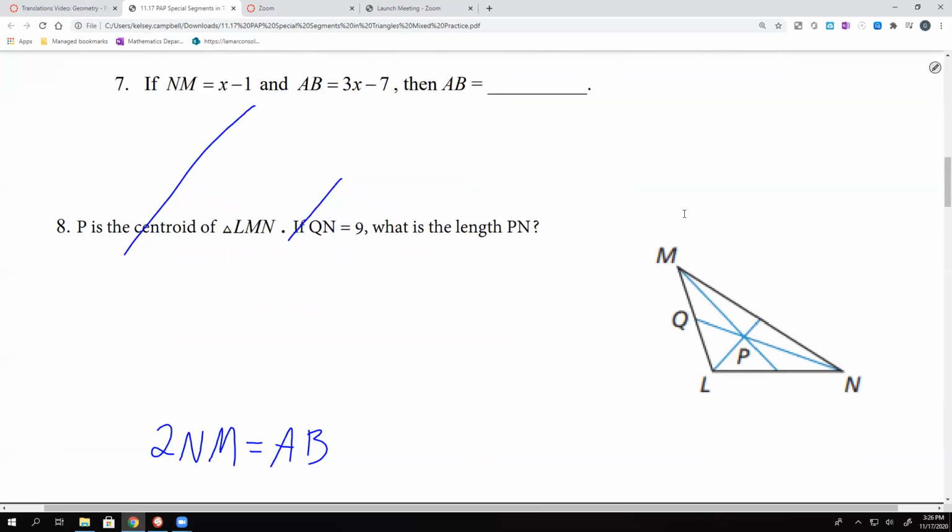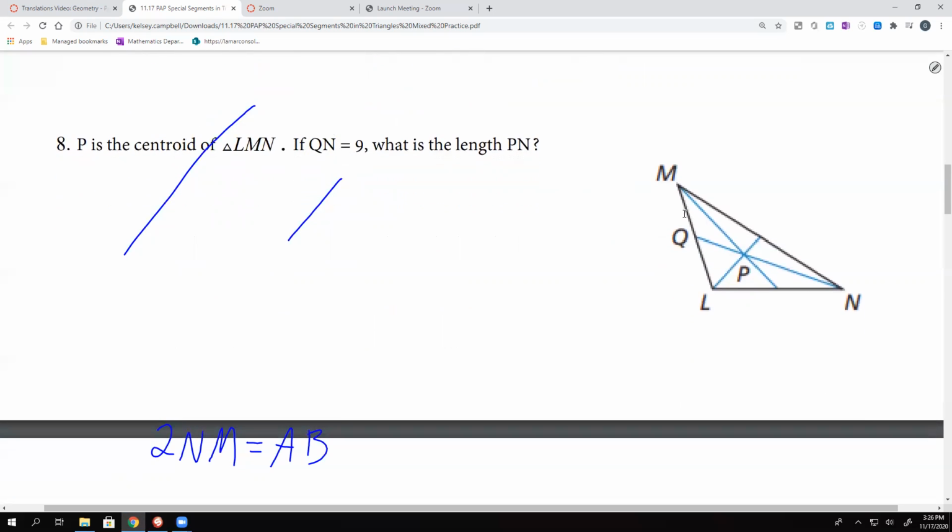All right. Number 8, this is what we did yesterday. It was very easy. QN, it's the whole thing, right? It's from edge to edge. And then they want PN. So y'all look at the picture. Is PN bigger or smaller? It's the big piece. Yeah, PN is the big piece because, again, it comes from that corner.